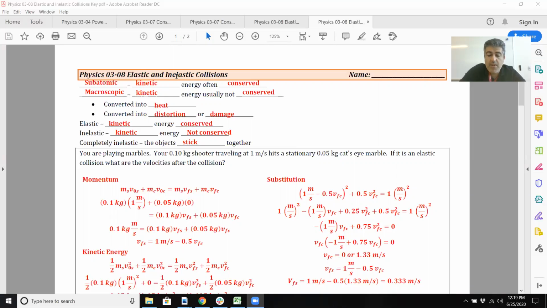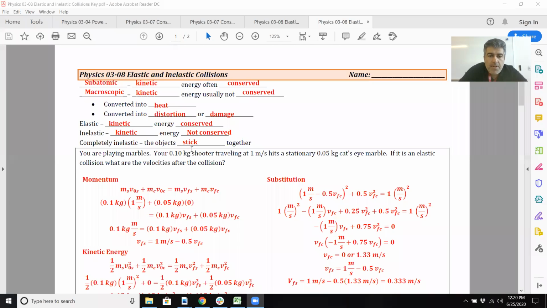And again, elastic collisions are when kinetic energy is conserved, like the subatomic particles. Inelastic, like macroscopic objects, kinetic energy is not conserved. And when it's completely inelastic, the objects do stick together. So now let's actually take a look at this example here, and then we'll work this from scratch.